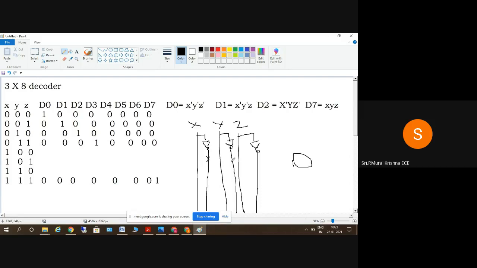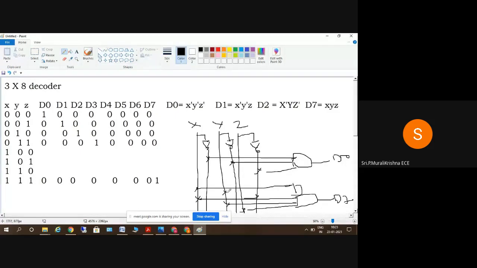All of them are bars here: X bar, Y bar, Z bar. This is the D naught. In a similar way, if it is D7, this is X, this is Y, and this is Z. So select X, Y, Z. This is D7. If it is D6, this is X, this is Y, and this is Z bar. Draw the diagrams and gates with neat drawing.